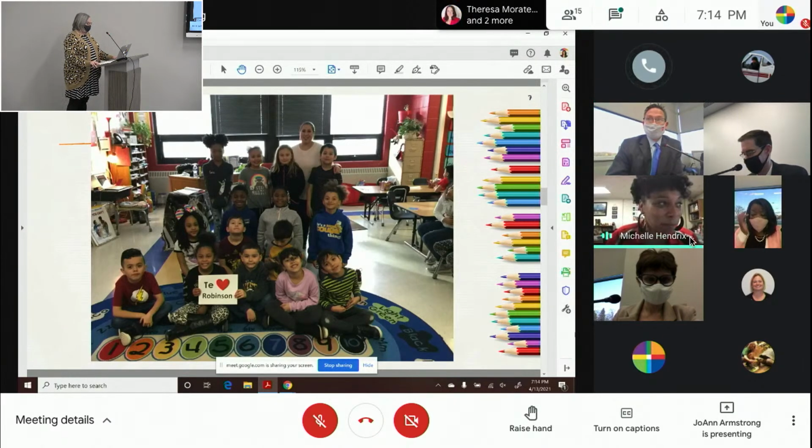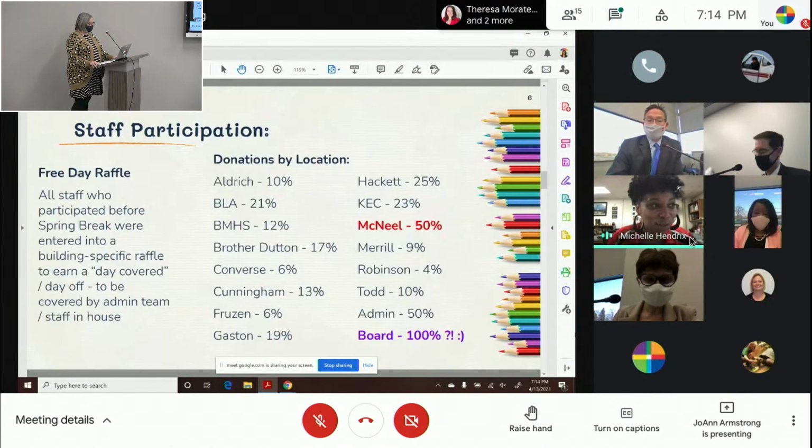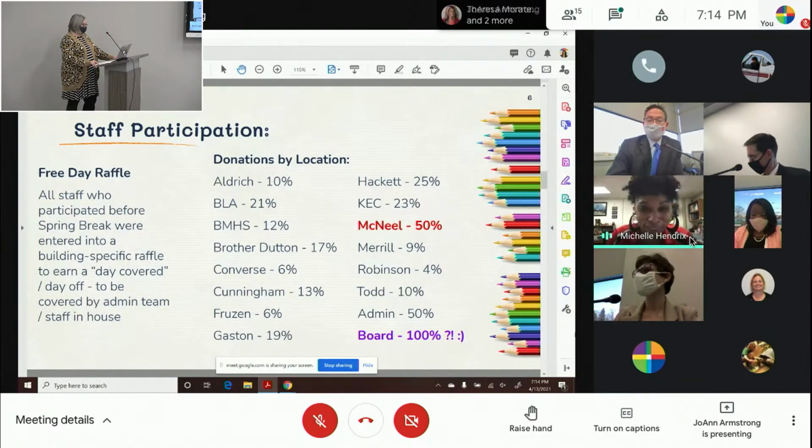Just want to point out at the bottom of that last slide too, we did put a section on there for the school board to be able to participate, and our goal is to get maybe 100% participation from the board. So that's why that part is there at the end.